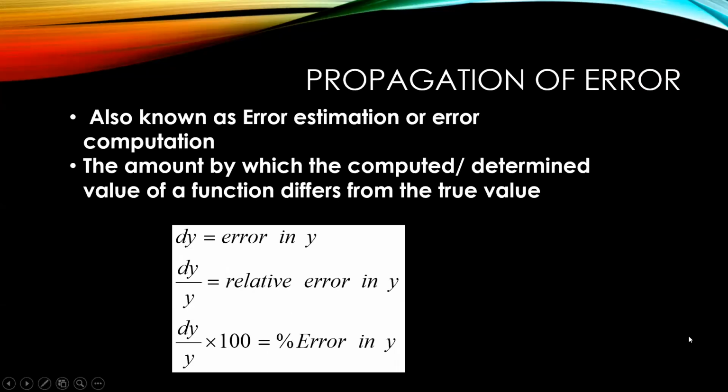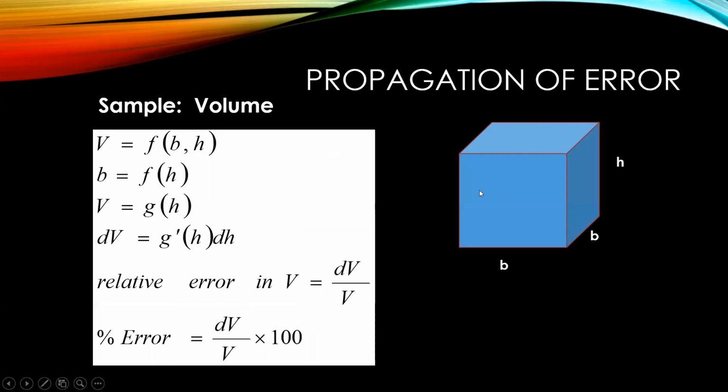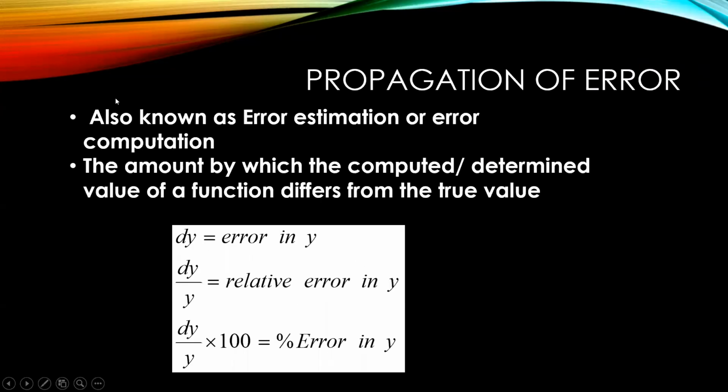Let's go to the propagation of error. So in approximation, you can see there are errors. Yes, it's not exact. It's okay. We're just approximating. The propagation of error is also known as error estimation or error in computations. It is the amount by which the computed or determined value differs from the true value. For example, dy is what you call the error in y. We know this. dy over y is the relative error in y.